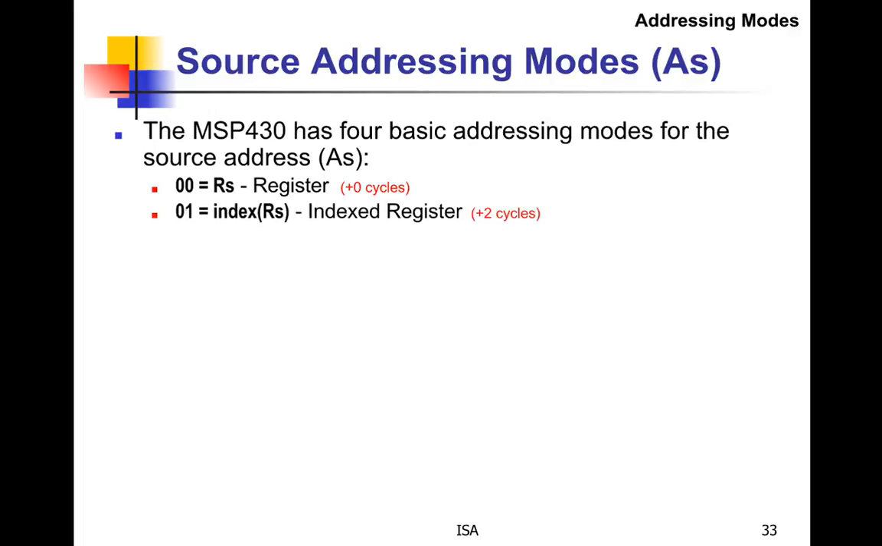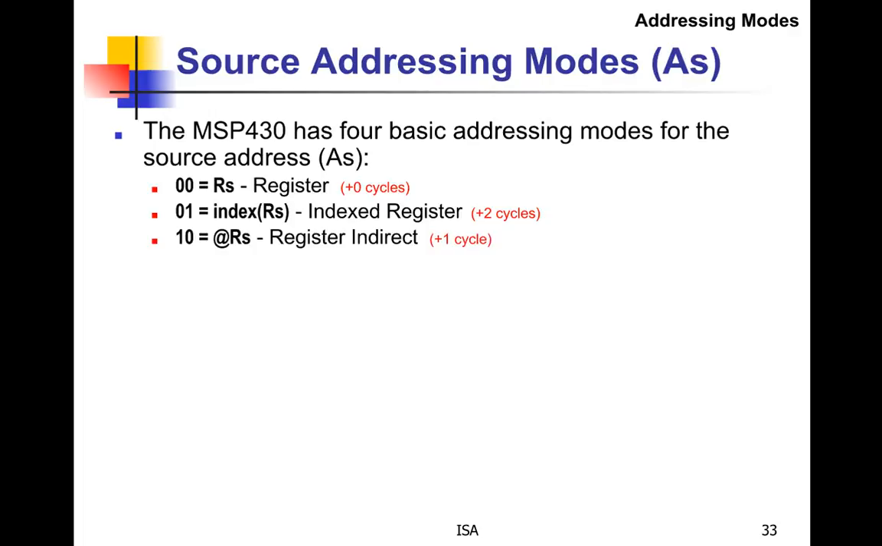01 is index, so remember, that's taking whatever's in index and it adds the register, whatever's in the register to it. Index is a variable that you set up at the top above your .text thing. This is like arrays, indexed register. That takes 2 cycles, by the way. 10 is register indirect, and that's 1 cycle.